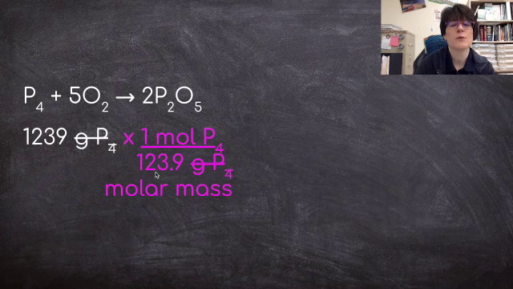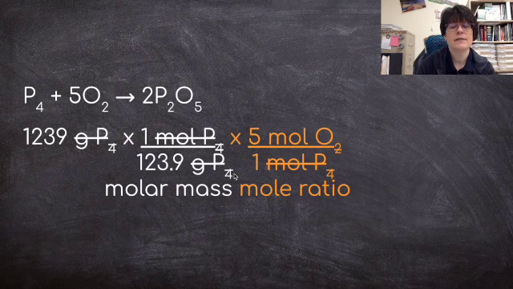Whenever we're going from one substance to another, we have to go through moles, okay? So you always convert to moles. So 123.9 grams of phosphorus goes on the bottom, 1 mole of phosphorus on the top. So we're converting it to moles in that step. Then we use our mole ratio. So 1 mole of phosphorus goes on the bottom, so it will cancel the 5 moles of oxygen on the top.